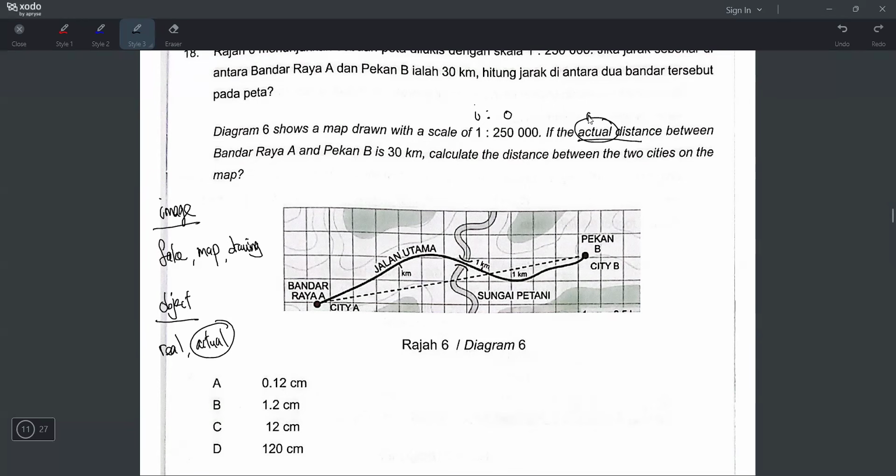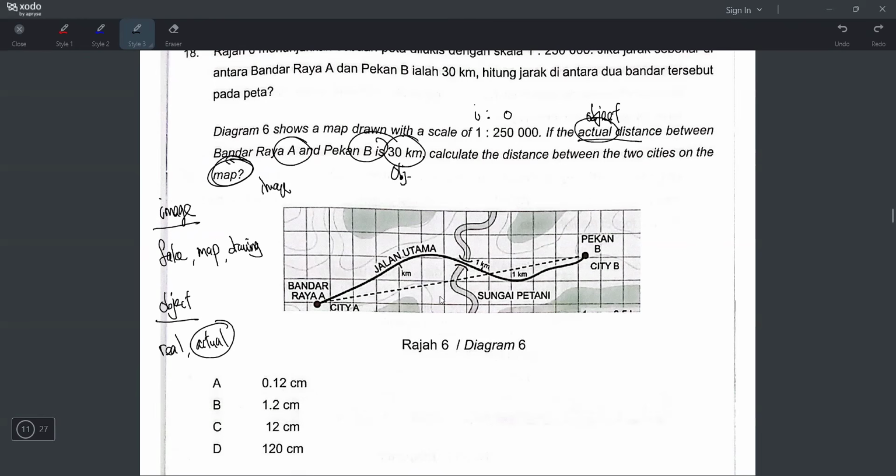So this is talking about the object. The actual distance between City A and B is 30 km. So the actual one is 30 km, so this is the object. Calculate the distance between two cities on the map means find the image, because on the map is the image. So map means the fake distance. It's not the real one.